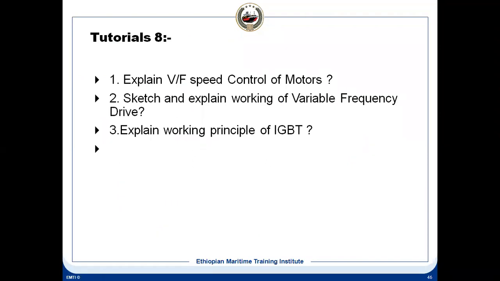In this tutorial, you have three questions. Explain V by F speed control of motors. First question, V by F speed control means, as I told you, flux equals V by F. We are maintaining constant flux by varying voltage and frequency. Increase the frequency, increase the voltage. Decrease the frequency, decrease the voltage. Maintain the flux constant. This is the V by F control.